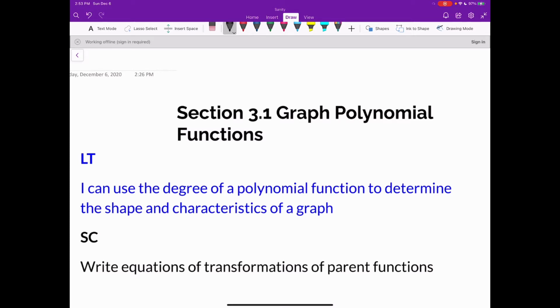The learning target for today says I can use the degree of a polynomial function to determine the shape and characteristics of its graph. And also success criteria. You'll be successful. We're going to start writing equations of transformations of these parent functions. So if you have that transformation chart that you wrote down from section 1, that is going to be most handy.